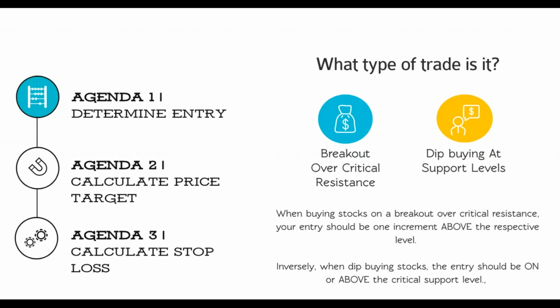So it's a little bit opposite from breakouts, where you have to put the entry one increment over the level. So having the breakouts over resistance and having dip buys, all the patterns that we trade, be it bull flags, descending wedges, it's all based off either dip buying at support levels or breakouts over resistance. So that's why I like to use these two examples.